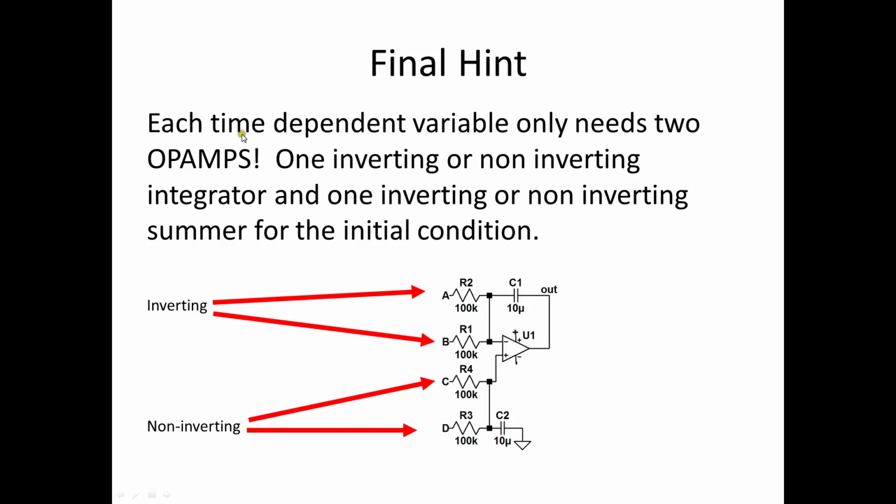And here's the final thing. Each time-dependent variable only needs 2 op amps. One inverting or non-inverting integrator and one inverting or non-inverting summer for the initial condition. And just like this is an integral that subtracts and integrates A and B and adds C and D, if I put a resistor here, I could be adding and subtracting signals all at the same time. So if the Hindmarsh Rose has a variable of X, Y, and Z, you only need 6 op amps to get that to work.